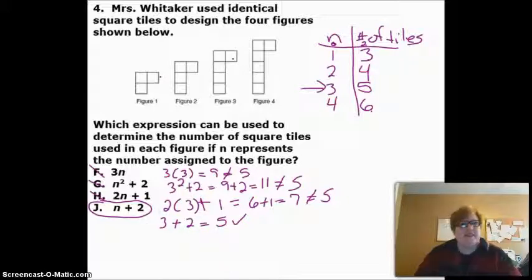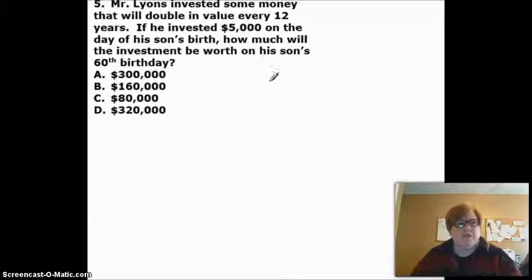All right, number 5. Mr. Lyons invested some money that will double in value every 12 years. If he invested $5,000 on the day of his son's birth, how much will the investment be worth on his son's 60th birthday? Okay, so I looked at this one and said, okay, so the day of his birth, he's 0 years old, and he already has $5,000.